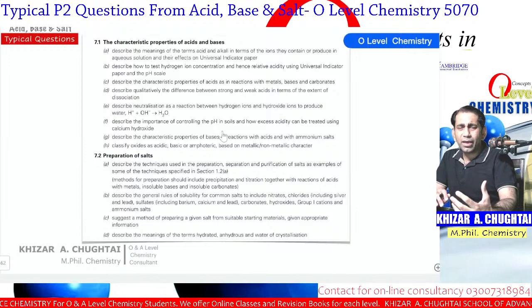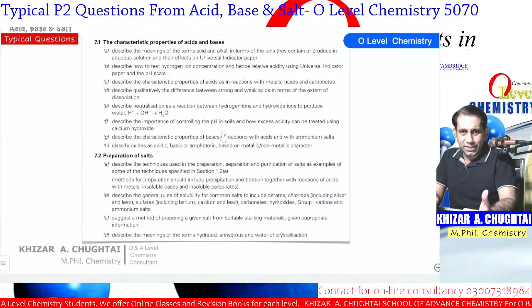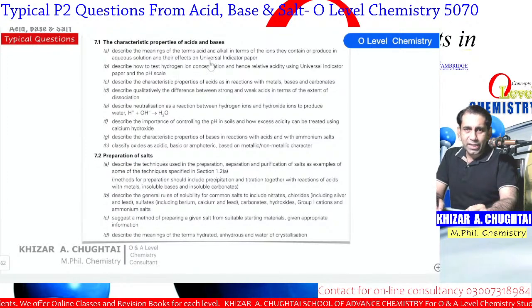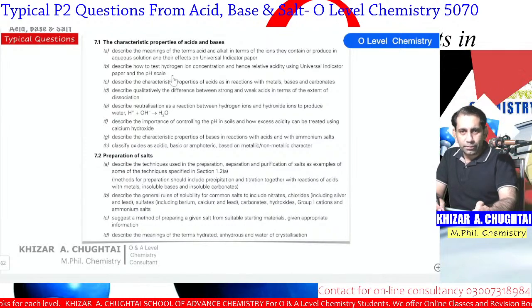So these are the three different, typical categories for the acids, just to choose an example of an acid. The second one is testing hydrogen ion concentration and hence relative acidity, using once again indicator paper, the pH scale or universal indicator and so on.